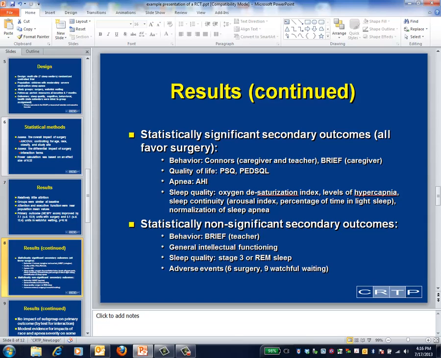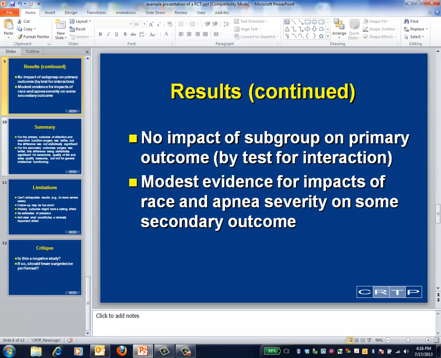Many of the secondary outcomes were statistically significant and all favored surgery. What tended to significantly improve were measures of sleep quality, quality of life, and behavior. What didn't improve was intellectual functioning. Few adverse events were seen in either group.